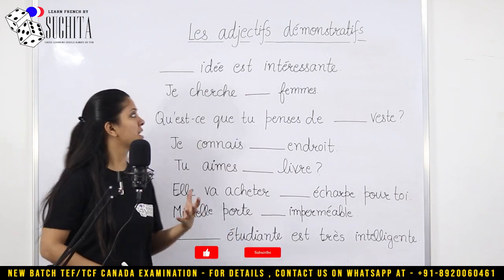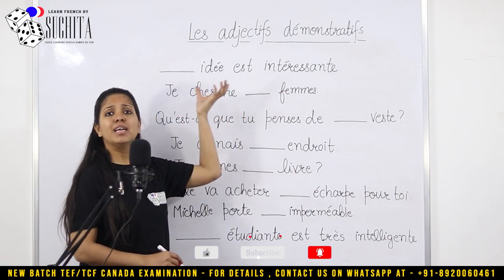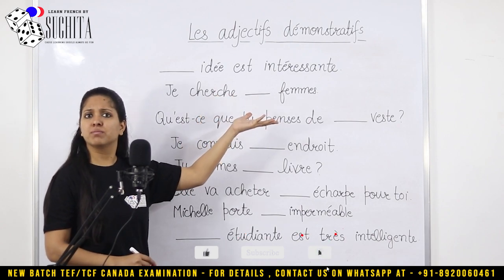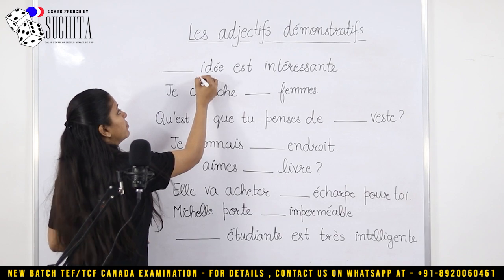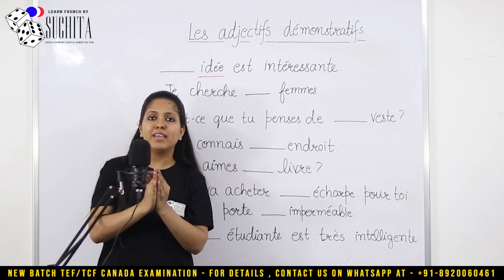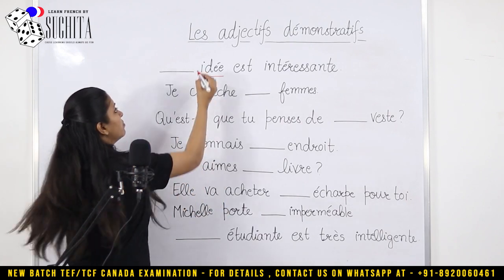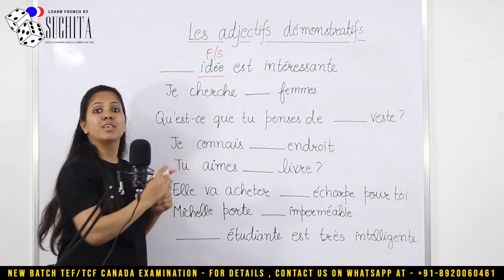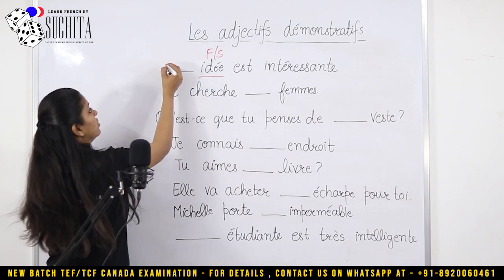Here you have a few more examples. Cette idée est intéressante. This idea is interesting. Alors, idée. You will always look at the word which is next to the dash. Now, idée, masculin ou féminin? Un idée, une idée. Féminin. Singulier, une idée. So you will use the third option.